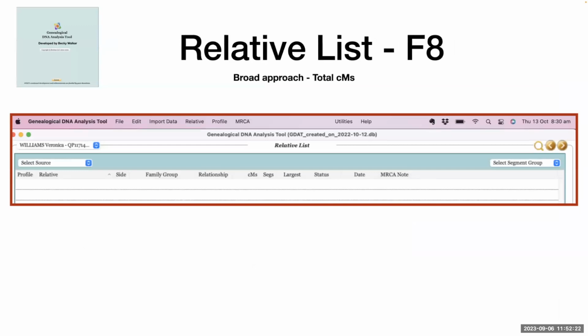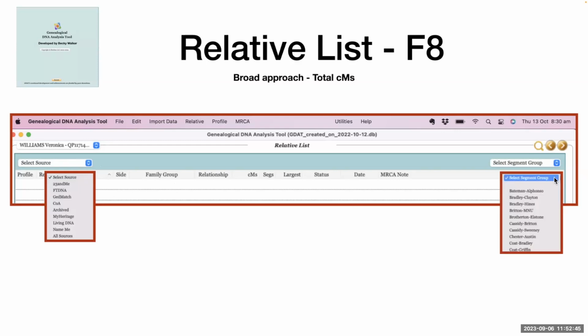Now, relative lists, which is F8, which is looking at it from your total centimorgans approach. So they're the main headings that you get when you first look at F8. And you can select to look at F8 by source. There's a drop down here. You can look at those segment groups that I was talking about before by clicking over here.